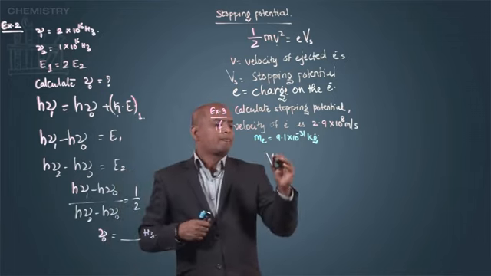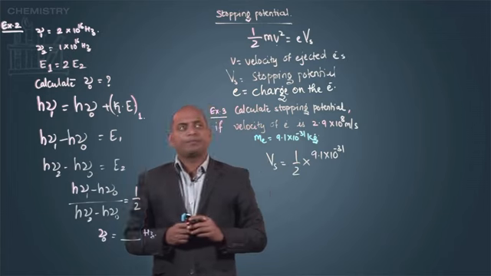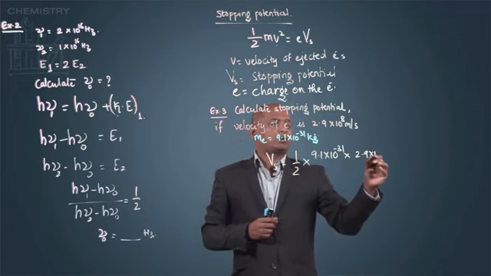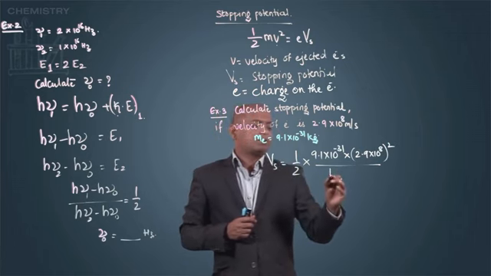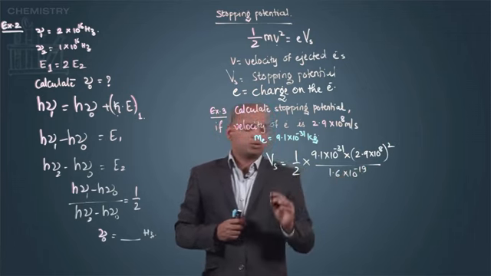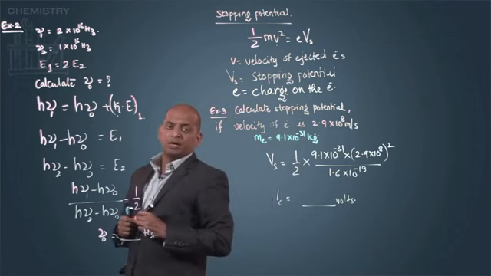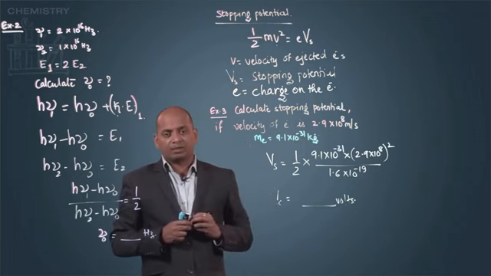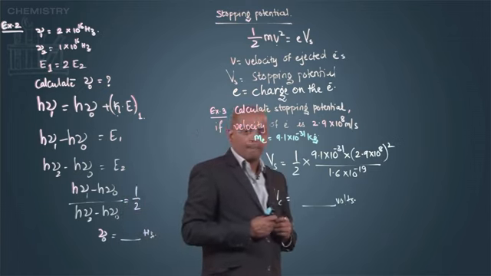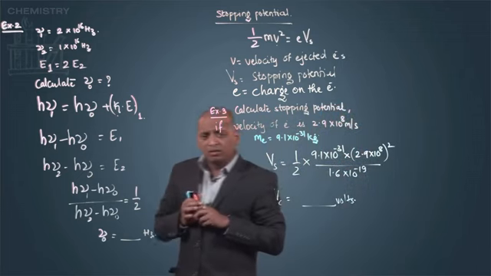So here Vs is equal to half into the mass of the electron, 9.1 into 10 raised to minus 31 kilogram, multiplied by the velocity 2.9 into 10 raised to 8 whole square, divided by 1.6 into 10 raised to minus 19 coulombs. Whatever answer we get will be in volts. So this many volts we have to apply across, so that there will be no photoelectric effect, meaning no ejection of electron.